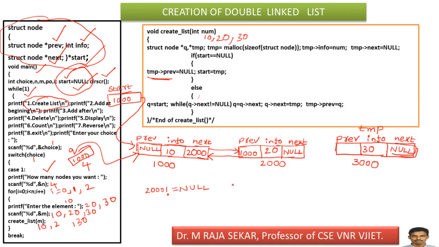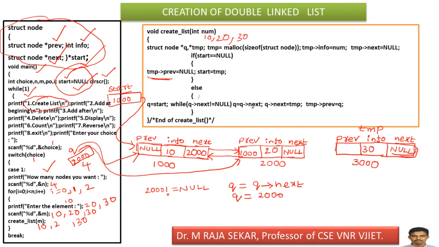Q equal to Q arrow next. Q equal to, what is my Q value? 1000. What is my 1000 next? 2000. Therefore, this Q will be updated with 2000. Automatically it will point here, isn't it? Therefore, Q equal to 2000. Let me say Q equal to 2000. Q equal to Q arrow next.